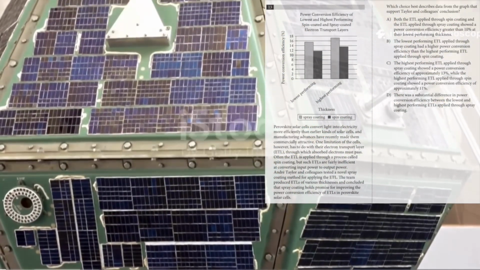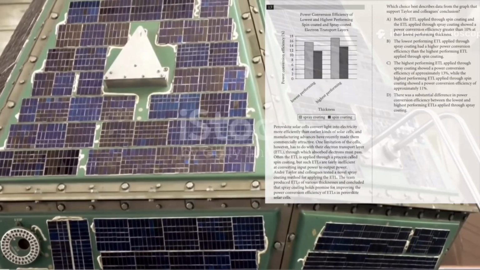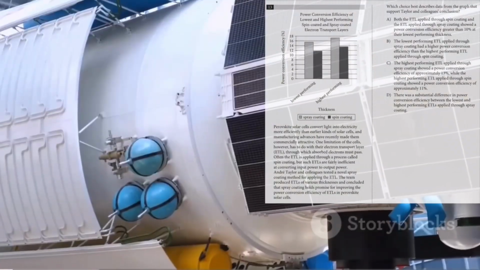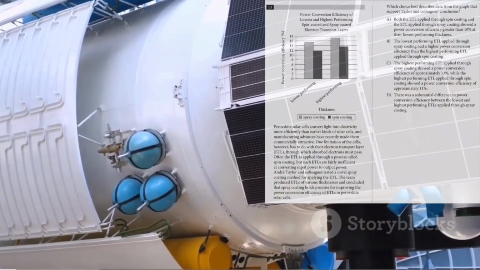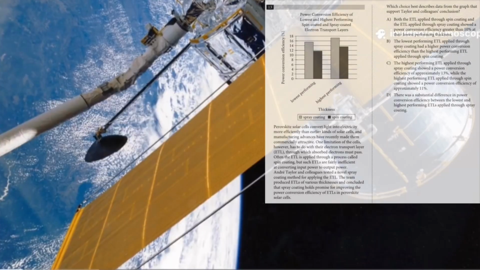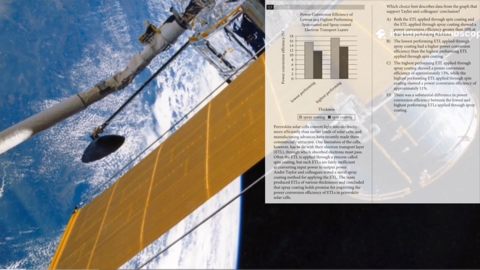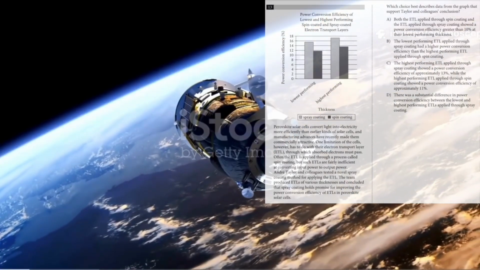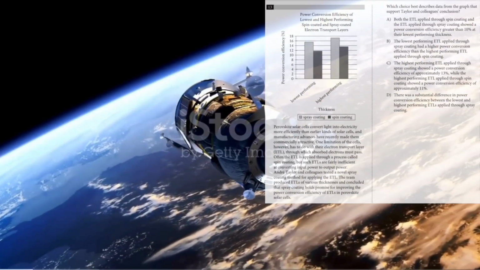Perovskite solar cells convert light into electricity more efficiently than earlier kinds of solar cells, and manufacturing advances have recently made them commercially attractive. One limitation of the cells, however, has to do with their electron transport layer, ETL, through which absorbed electrons must pass.